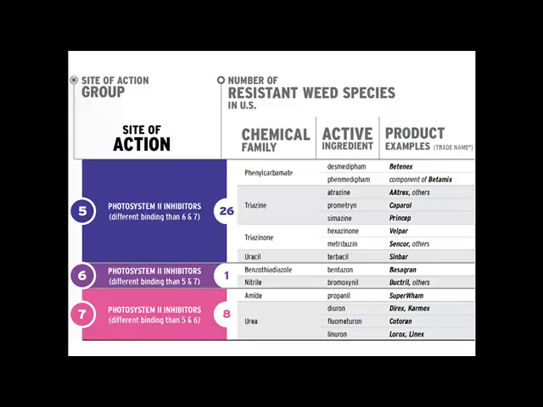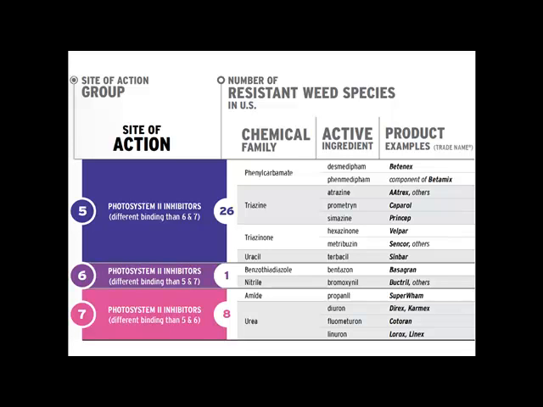In particular, when talking about site of action and using the numbering system, this is one of my favorites. 5, 6, and 7 is a lot easier than different binding than 6 and 7, 5 and 7, and 5 and 6. Just pointing out my personal preference.